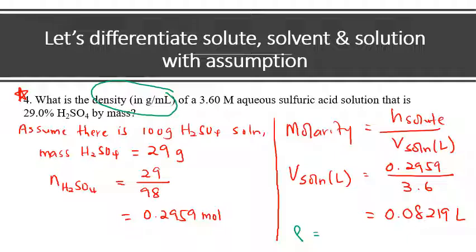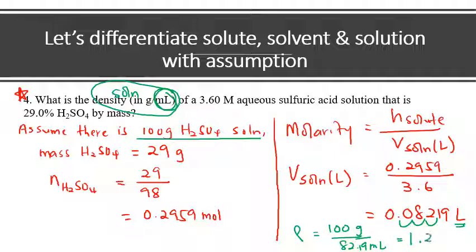so for the gram, just now we get the mass of the solution is 100 gram. Please remember, don't substitute 29 because we want the mass of solution, which is 100 gram. But the unit here this time they need ml, but what we get is in liter. So we will multiply with 1000, which will equal to 82.19 ml. So press the calculator again. 100 divided with 82.19. Yes, we will get around 1.216 gram per ml, which is similar to 1.22 gram per ml.